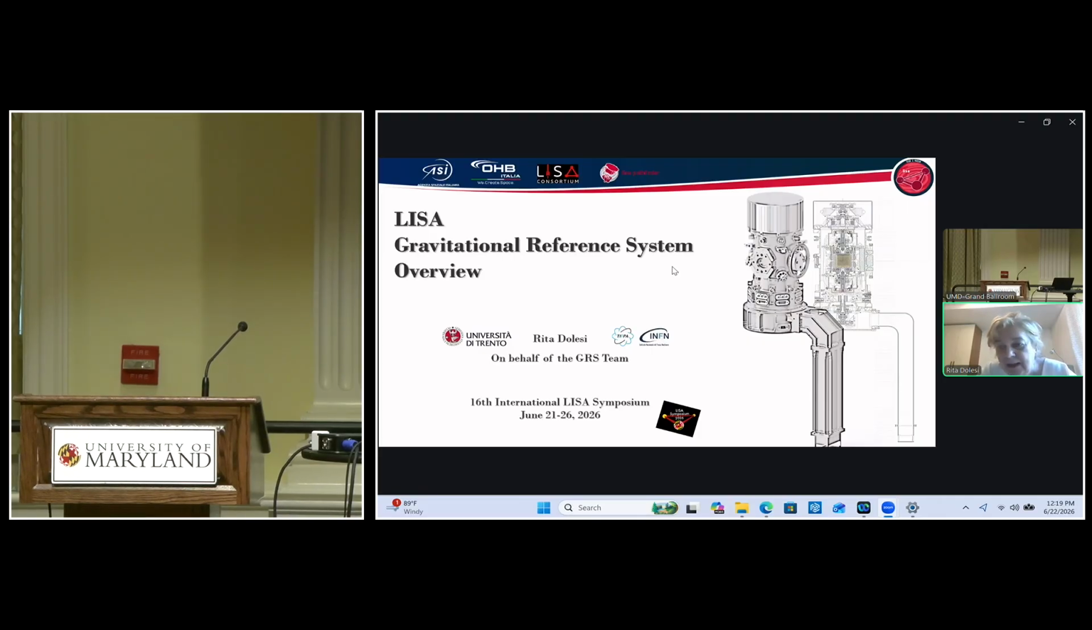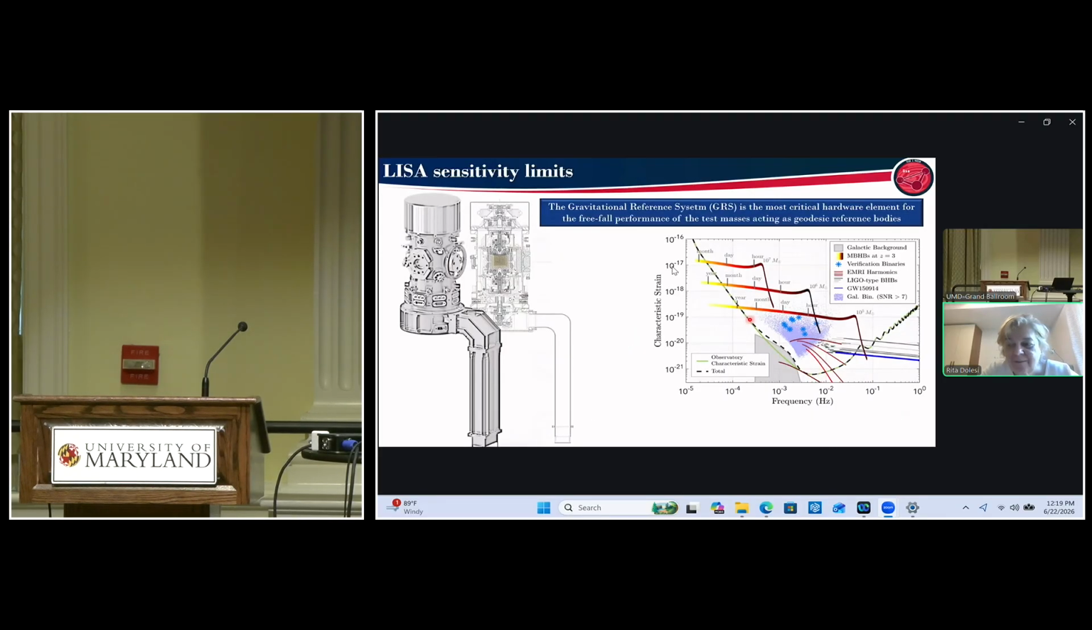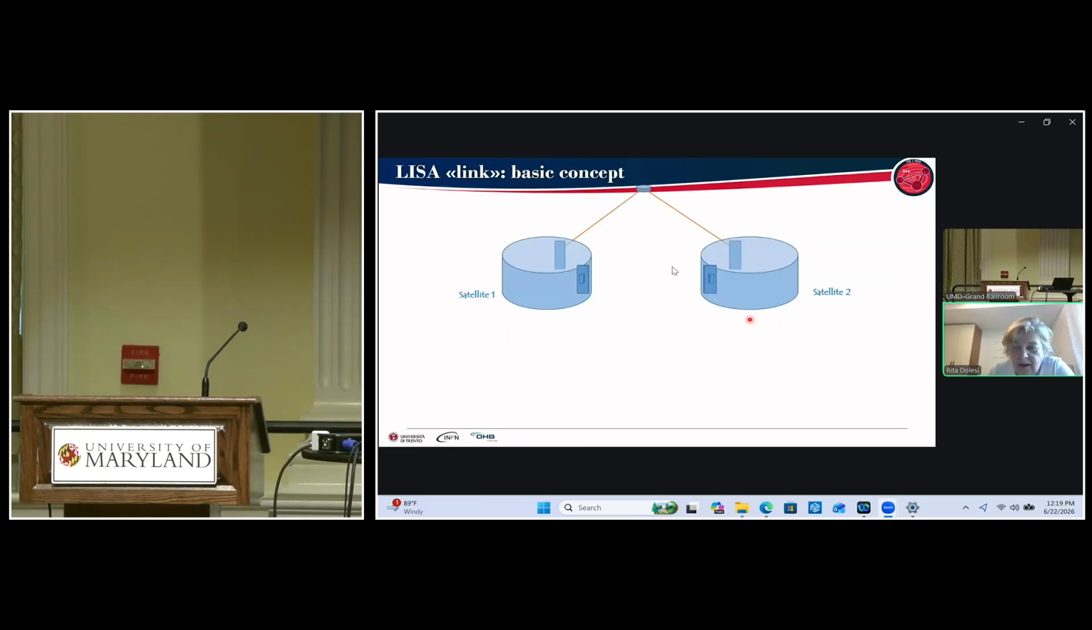reference system. The gravitational reference system is considered the most critical hardware element for the free fall performances of the test masses that act as geodetic reference bodies in gravitational wave detection. As such, it ultimately determines the sensitivity of LISA in the low frequency region of its measurement band, where a significant fraction of the mission's expected scientific return is expected. For the newcomers, I will spend a few words explaining why the acceleration matters at low frequency, which is the role of the drag-free loop, and I will provide a simple explanation using a cartoon.